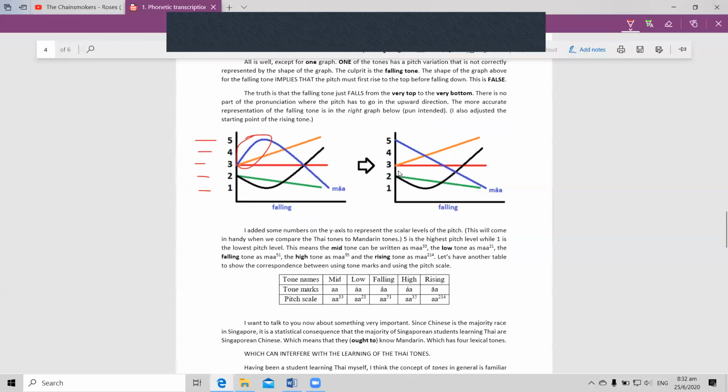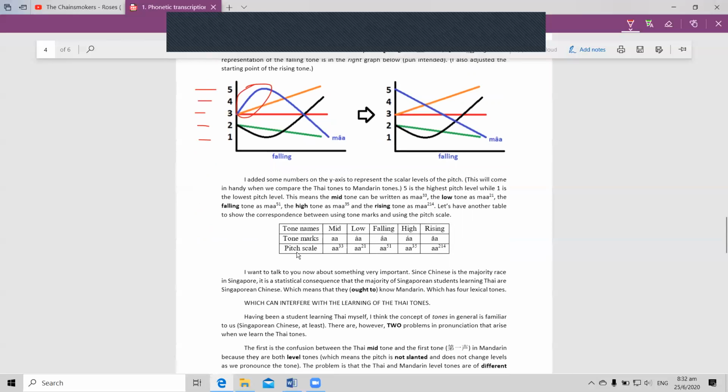Okay, so if I were to use the pitch scale to represent the tones, instead of the tone marks for IPA, I can use numbers, like 3, 3 for the mid tone. The first 3 refers to the starting point of the pronunciation, the starting pitch level. So it starts at 3, and then ma, it ends at the same pitch level, 3. So the second 3 refers to the end. So the mid tone can be represented by 3, 3.